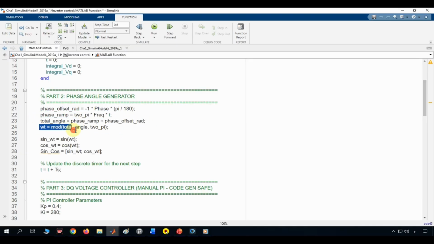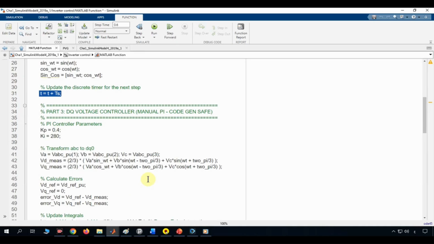From that angle, the function computes both the sine and the cosine. These two values are the foundation for everything that follows, because they define the rotating reference frame the whole controller operates in. At the very end of this section, the clock t is incremented by 1 sample time, so the next time this function runs, the angle has moved forward exactly 1 time step.